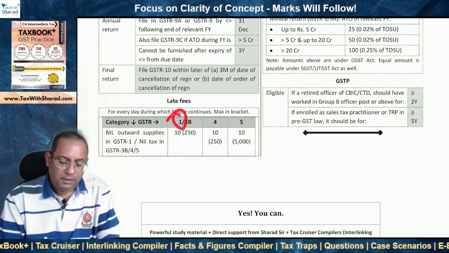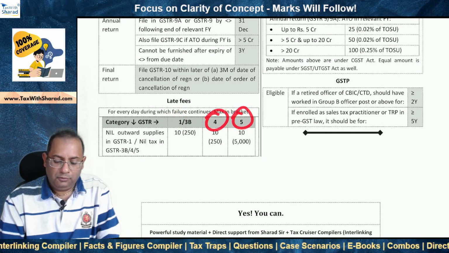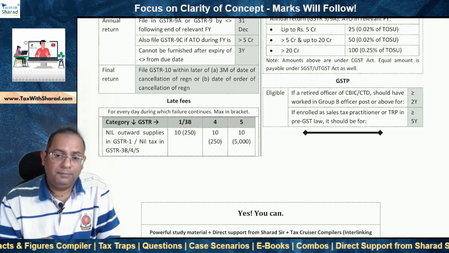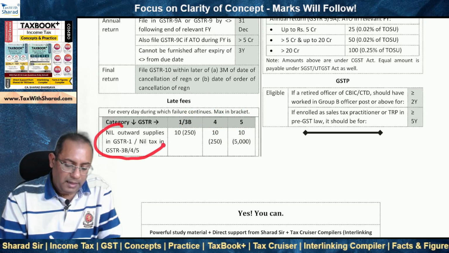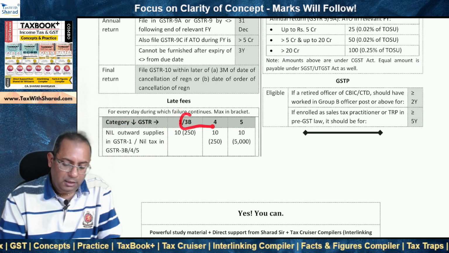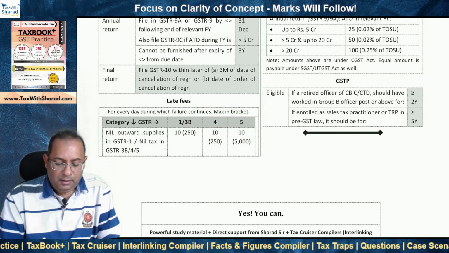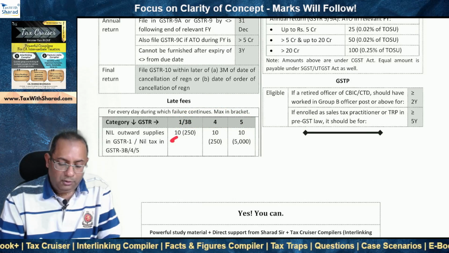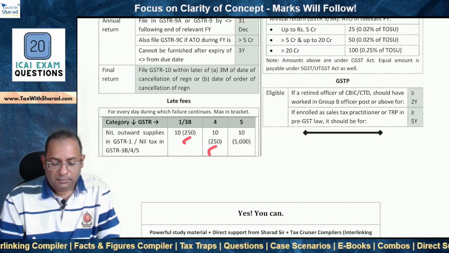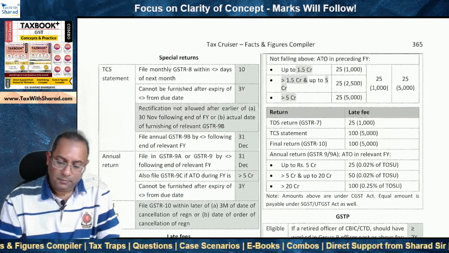Now GSTR 1, statement of outward supplies, and then there are returns: GSTR 5 for NRTP, GSTR 4 for composition taxpayer, and for regular taxpayers GSTR 3B. Where there are nil outward supplies in GSTR 1, or there is nil tax in GSTR 3B, 4 or 5, then the late fee is 10 rupees per day and the maximum is 250 rupees. But for GSTR 5, the maximum is a higher amount of 5,000 rupees.